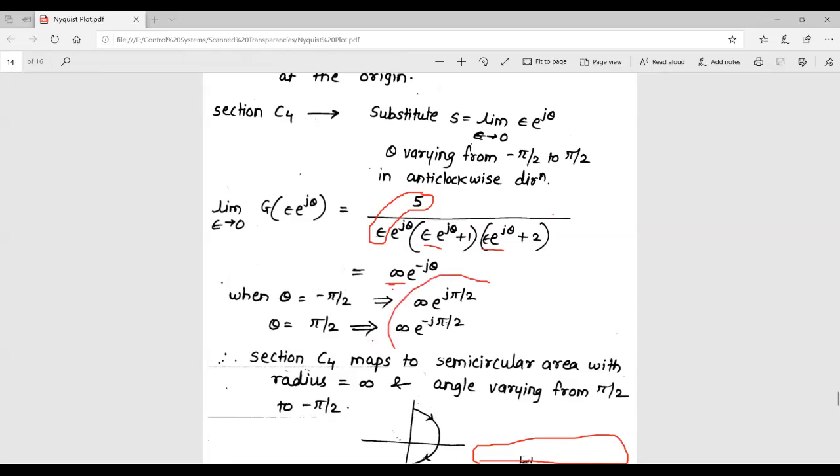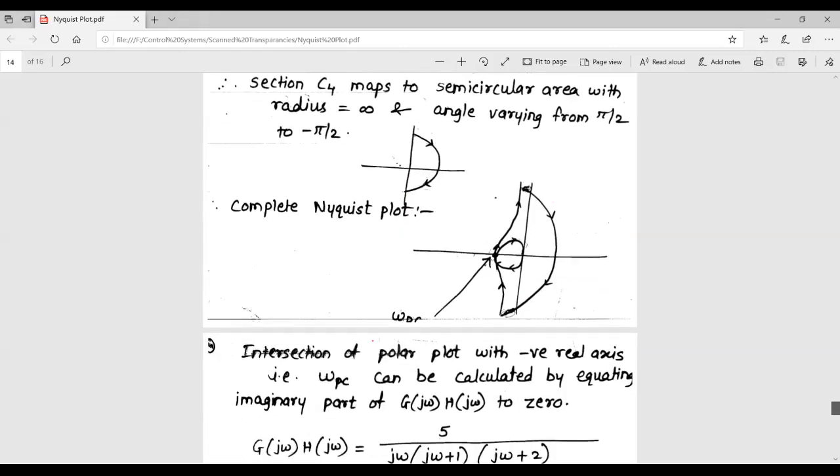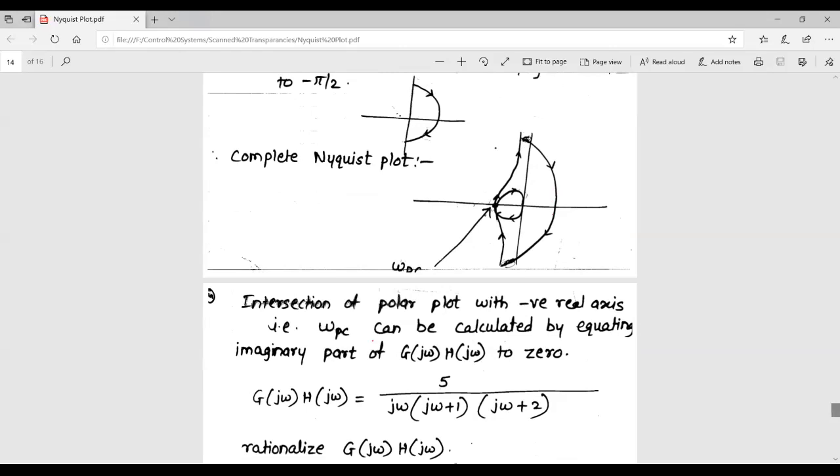So this is nothing but a semicircle with the radius infinity. That semicircle starts at pi by 2. It ends at minus pi by 2, right? So section C4 maps to a semicircular arc of radius infinity and angle varying from plus pi by 2 to minus pi by 2. Is that okay? Okay. Now the complete Nyquist plot for sections C1, C2, C3 and C4, if you combine all sections, we get this Nyquist plot. Now please try to understand the next step, what we are going to follow.